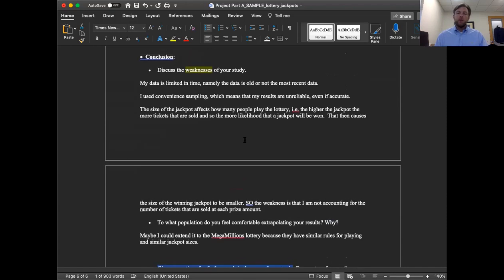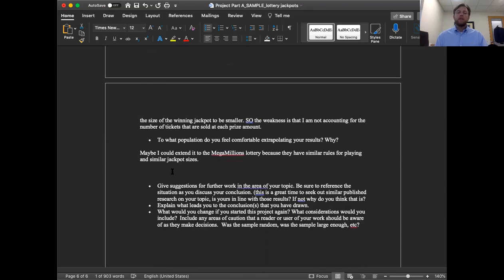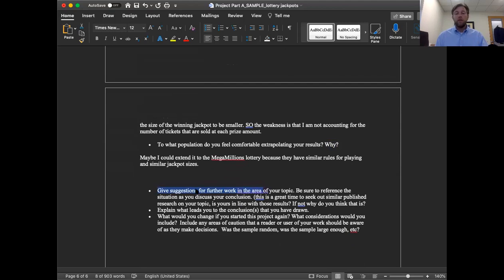This is sort of an extension on the weaknesses. Basically, what could you do to improve it? For example, for the work in this area, I would look at my results here, and I would want to know how many tickets are sold. I would want to know other factors, maybe how many tickets do people buy? I buy just one ticket at a time because while I like to play, I don't want to throw away money. But there are people who will buy a dozen tickets, multiple tickets.